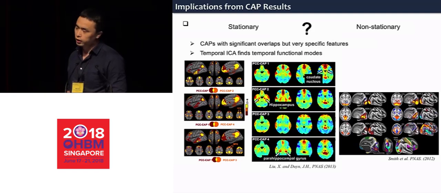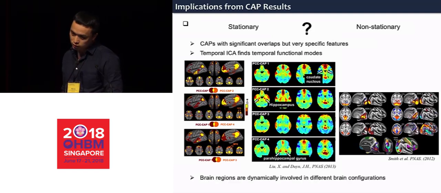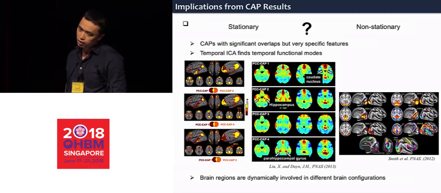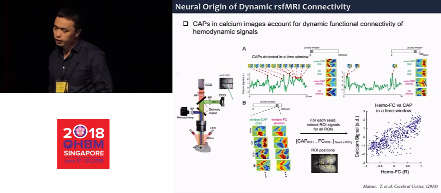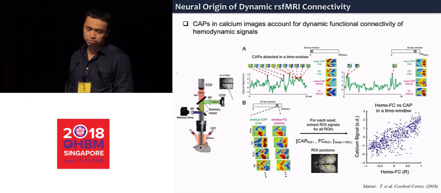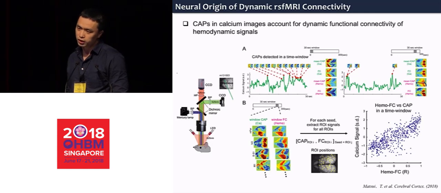And also, I think people also use temporal ICA. They also got similar results, indicating one brain region actually can be dynamically involved in different brain configurations. Based on that, I prefer that those dynamics are probably non-stationary. But I think so far we just try to understand those questions based on the fMRI signal itself.